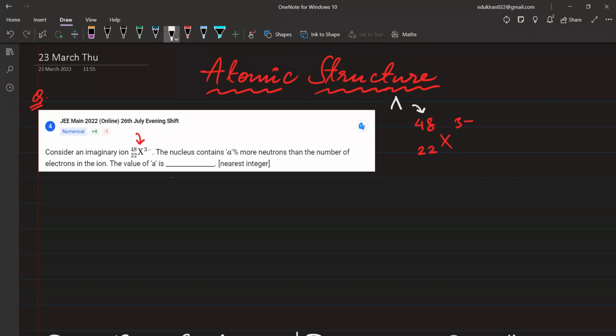Mass number को कैसे denote करते हैं? A से. And what is this 22? Protons only. Proton number. Atomic number denoted by Z. And what is 3 negative? 3 negative will be? Charge. So what does it denote? It denotes the number of electrons added, right?